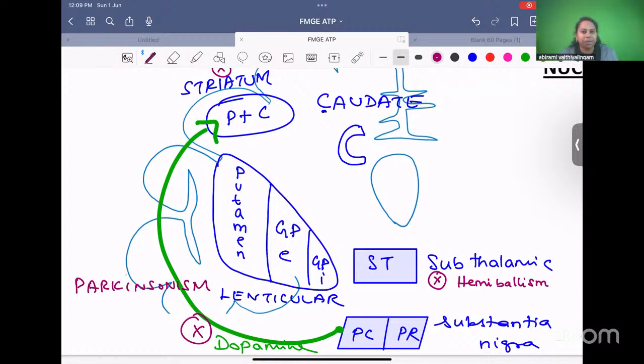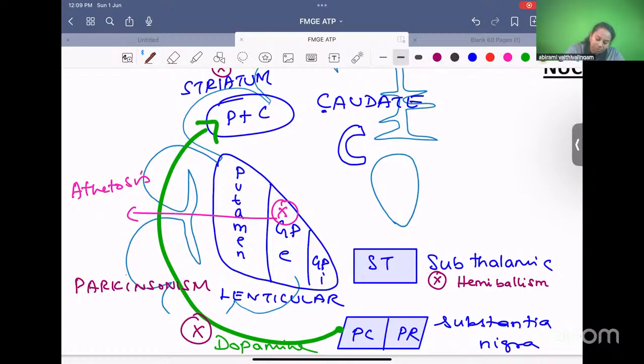That's why we treat Parkinsonism by giving levodopa. Dopamine cannot cross the blood-brain barrier, so we give levodopa. When there is any damage to GPE, athetosis, a disorder related to the fingers, with abnormal movements of the fingers.